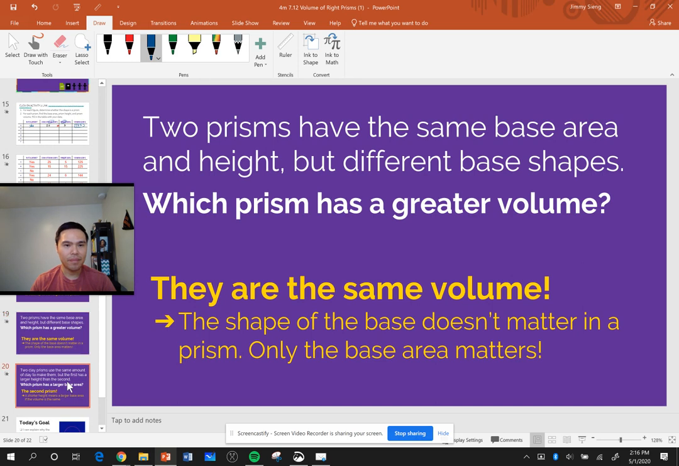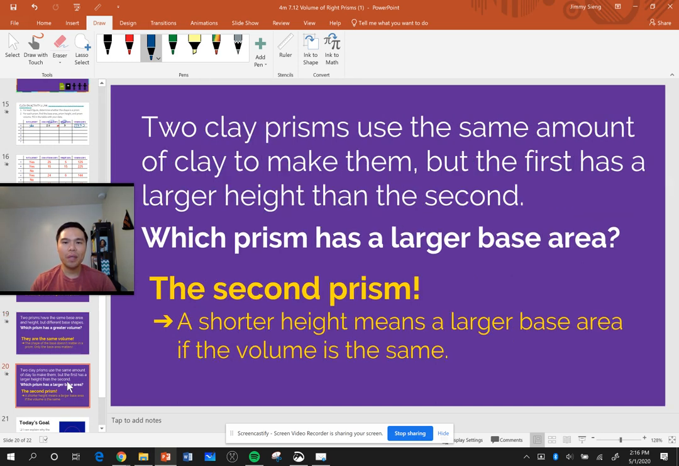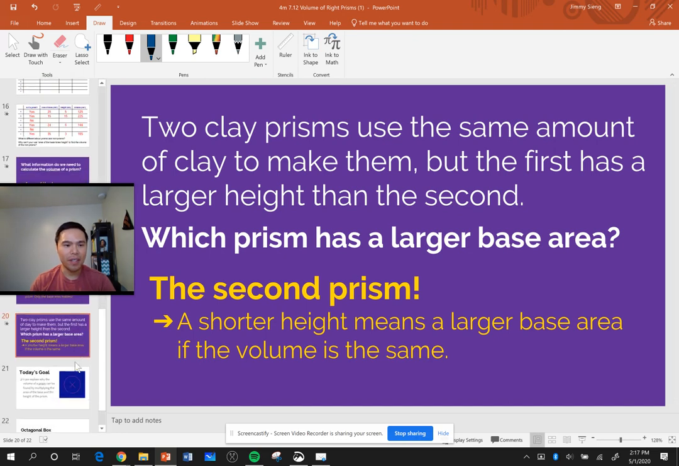All right. This one, we have 2 clay prisms, use the same amount of clay to make them. So we have clay, right? Going to put some things together. The first one has a larger height than the second, which has a larger base area. And that's going to be the second one. That's going to the warm-up, right? A shorter height means a larger base area.